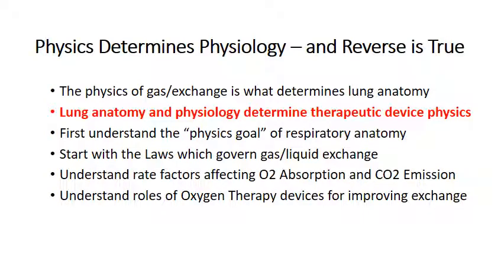So physics determines physiology, and the reverse is true also. The physics of gas exchange is what determines lung anatomy. Lung anatomy and physiology determine therapeutic device physics. So first we have to understand the physics goal of respiratory anatomy, starting with the way laws govern the gas-liquid exchange in the lungs. We need to understand the rate factors affecting oxygen absorption and carbon dioxide emission, and that will help us understand the roles of oxygen therapy devices for improving that exchange in patient therapy.